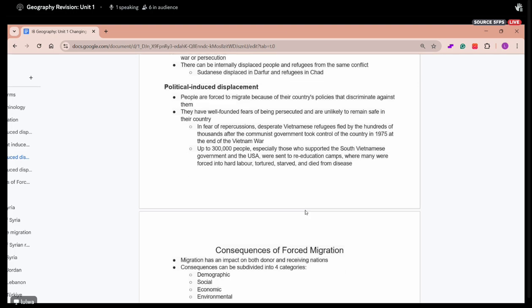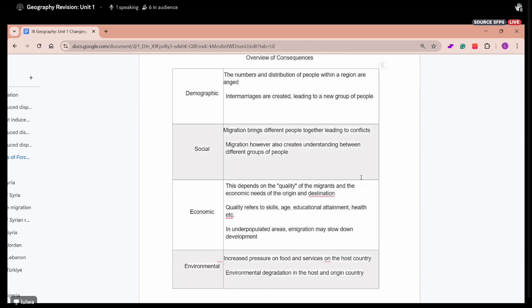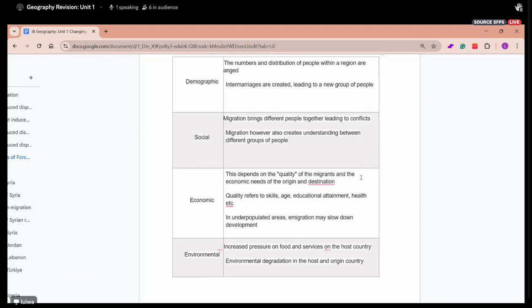And so here are some consequences. As I said earlier, look at it through speed. Demographic: intermarriages are created, new groups of people. Socially, migration brings different people together, leading to conflicts, butting heads. Migration also creates understanding between different groups of people, social awareness.